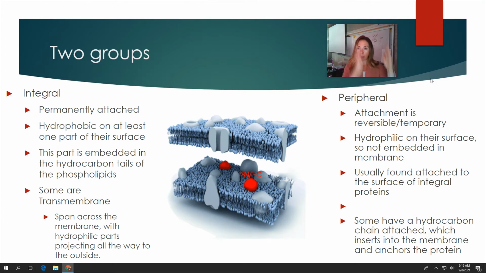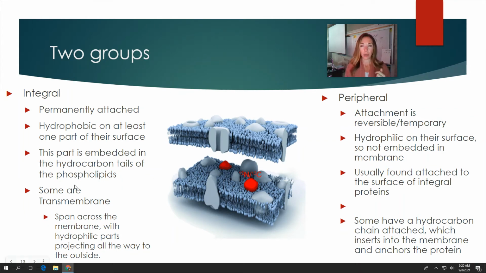All right, so the integral proteins, these are permanently attached. They do not move, right? So they are part of the cell membrane. Going back to when we were talking about hydrophilic and hydrophobic, the phobic side is at least one part of their surface, right? So they have that part of the surface that does not like the water, so it points that way. And that part is embedded in the hydrocarbon tails of the phospholipid, right? Because they are also hydrophobic. So you can think that they kind of pair up there, okay?